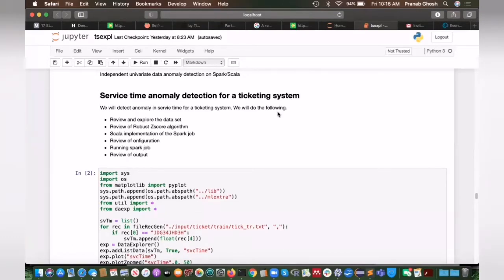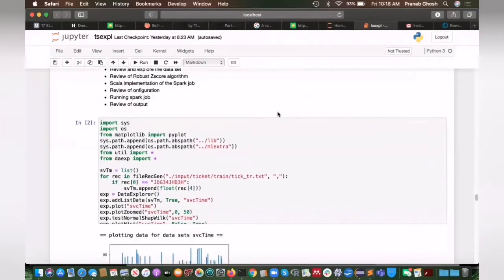We'll review the configuration. All my implementations are heavily configuration driven. I use something called type-safe configuration, which is a JSON-like syntax. It's simpler than JSON. It's from a company called TypeSafe. It's an open source configuration management library. Then we'll actually run the Spark job. We'll then look at the output.